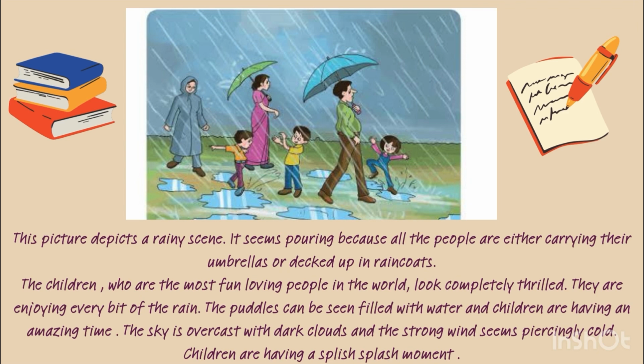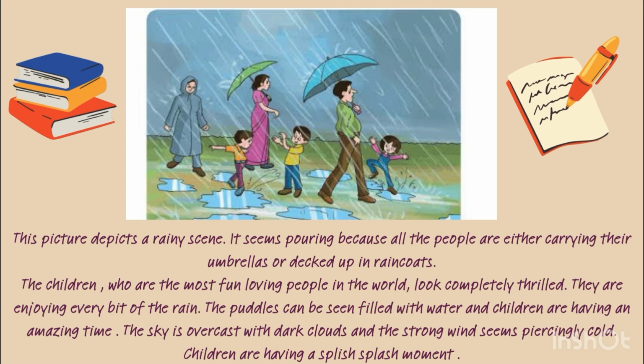This picture depicts a rainy scene. This picture obviously depicts a rainy scene, and the first sentence that I have used over here is different from all the picture composition first sentences that I have used in my previous videos. So every time we try a new picture, we are going to make certain changes so that your writing doesn't look monotonous, right? It has to change every time.